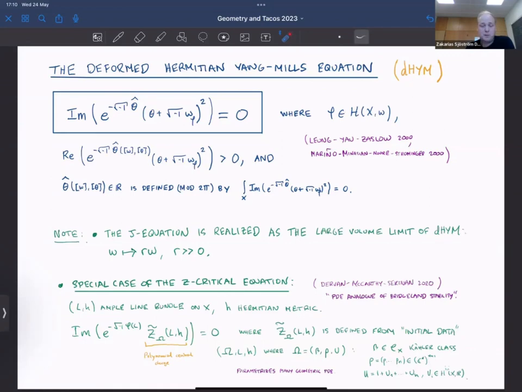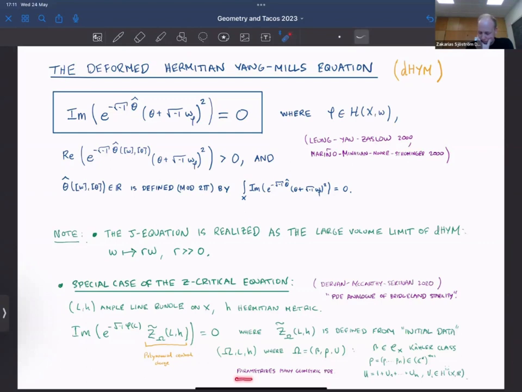And finally, for the purpose of this talk, in our paper, we talk a lot about this Z-critical equation, but I just want to mention in the periphery that this is a special case of the Z-critical formalism, which was introduced much more recently, 2020, by Dervan, McCarthy and Sektnan. And it looks rather similar to the DHYM equation, where here you have a so-called polynomial central charge. But all you need to keep in mind about this is that it is expected to be a PDE analog of Bridgeland stability, hence also the terminology polynomial central charge. And it depends on this sort of heap of parameters here, where beta is some Kähler class, this is some vector of non-zero complex numbers, and U is some element of some homology ring.